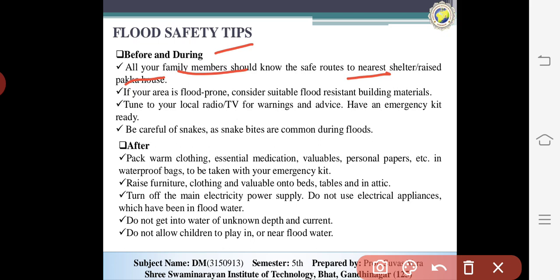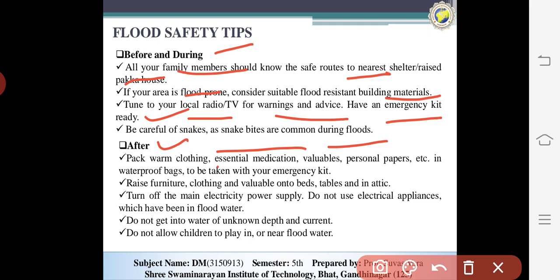If your area is flood prone, consider suitable flood resistant building materials. Then tune in to local radio and TV for warnings and advice on what to do during floods or emergencies. Be careful of snakes, as snake bites are common during floods.